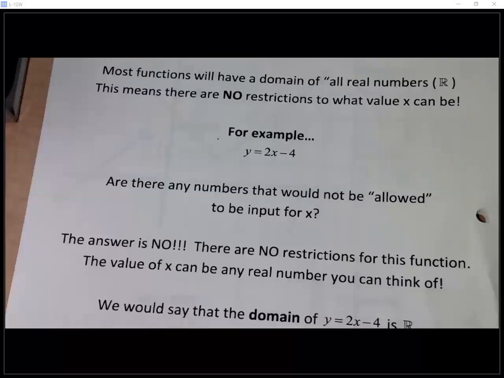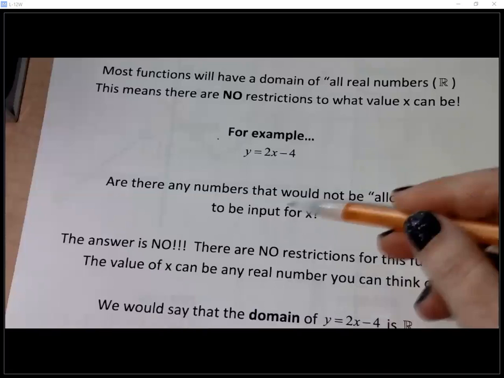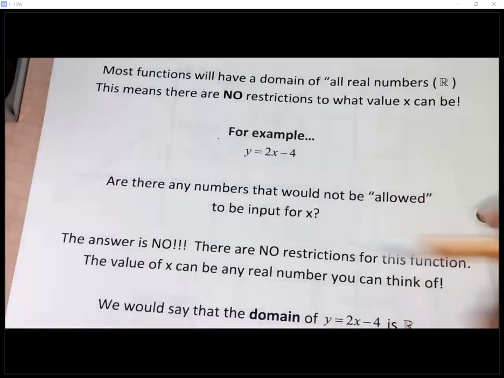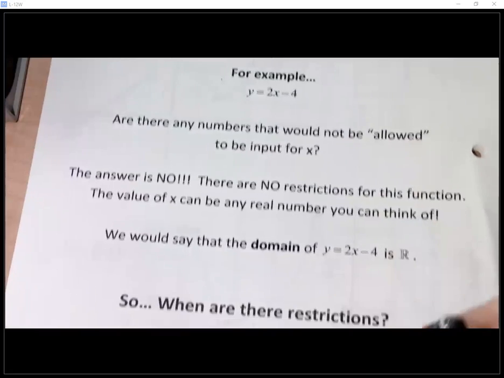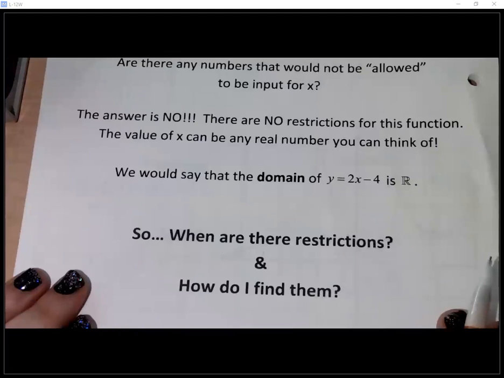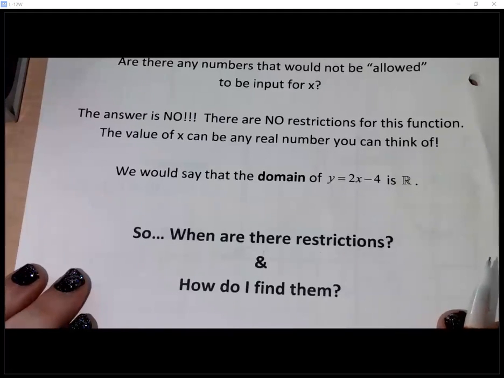Where are we? Are there any numbers that would not be allowed to input for X? We already said no restrictions. So when are there restrictions and how do I find them?